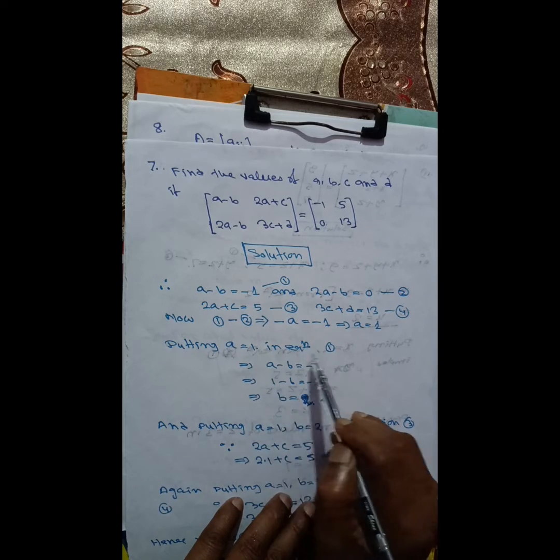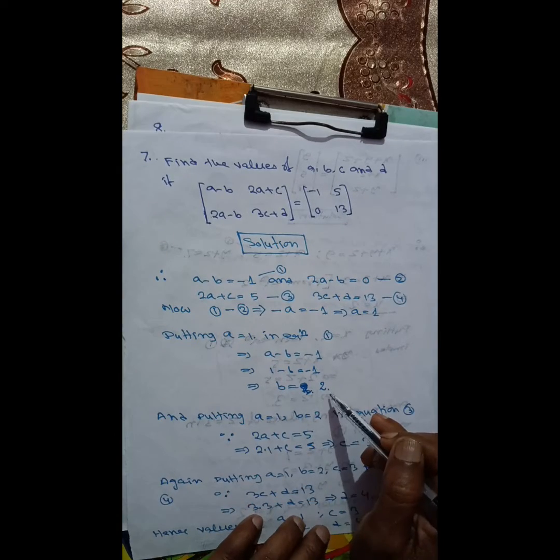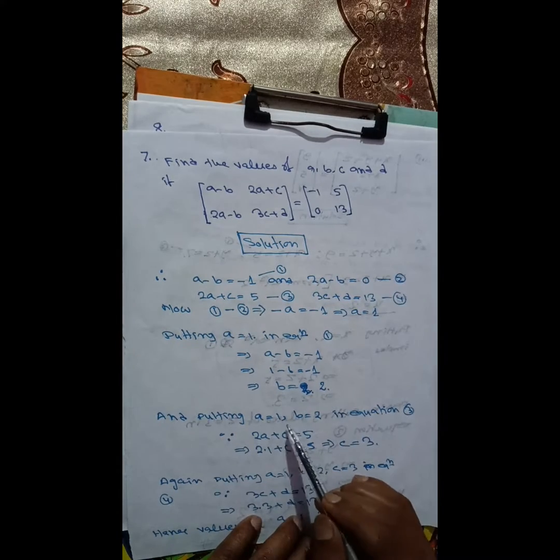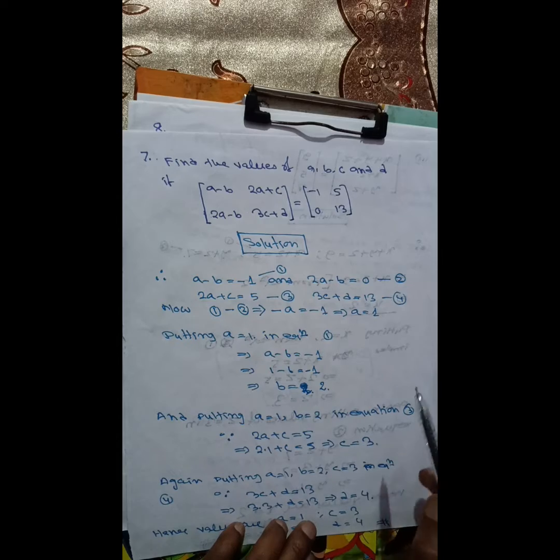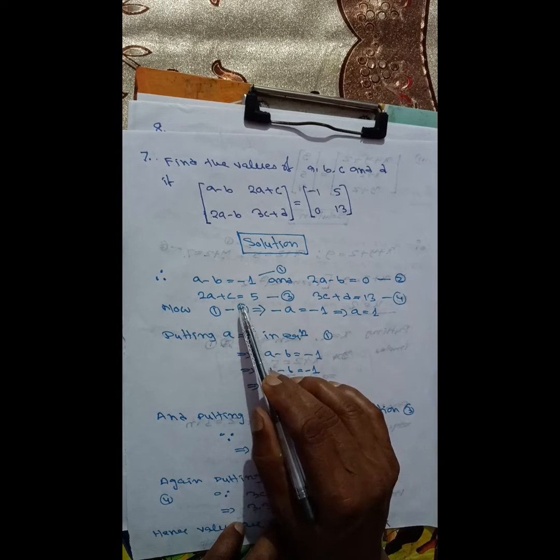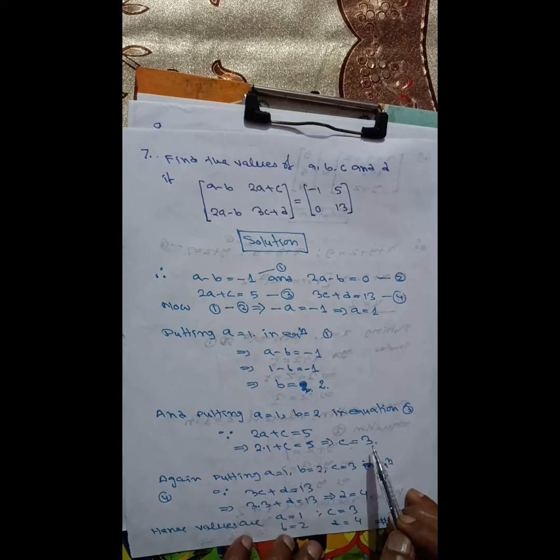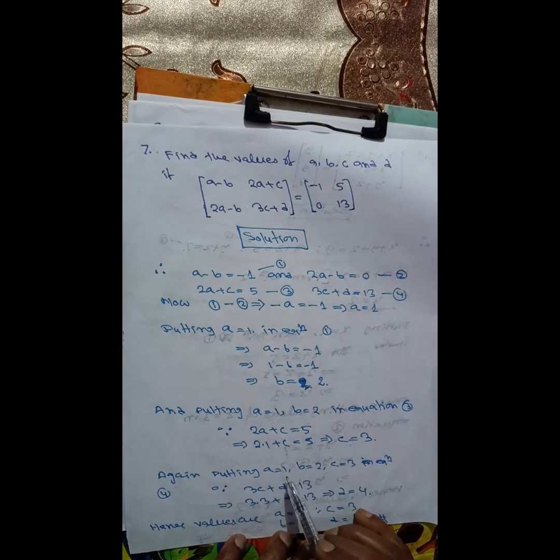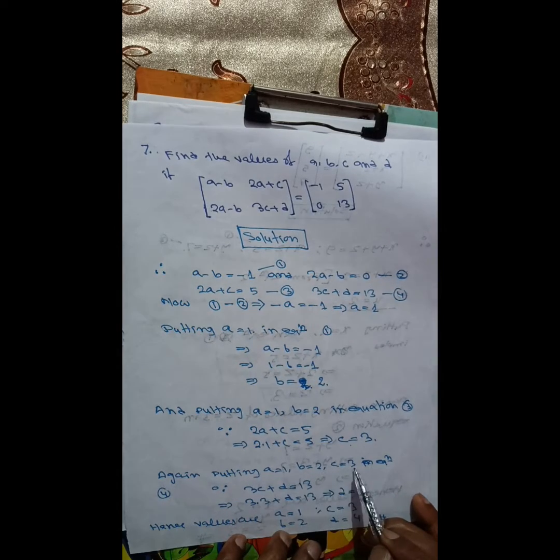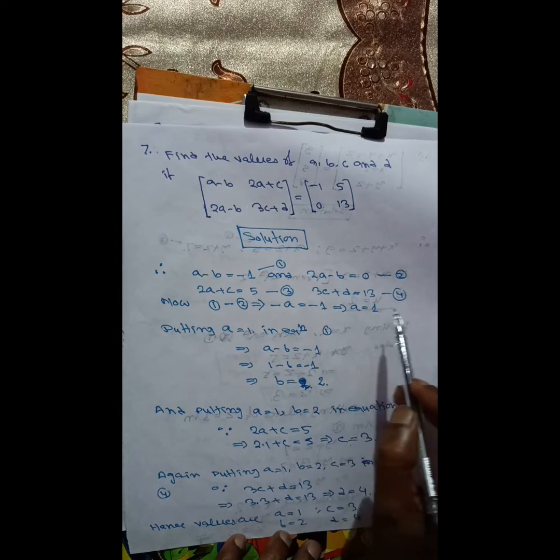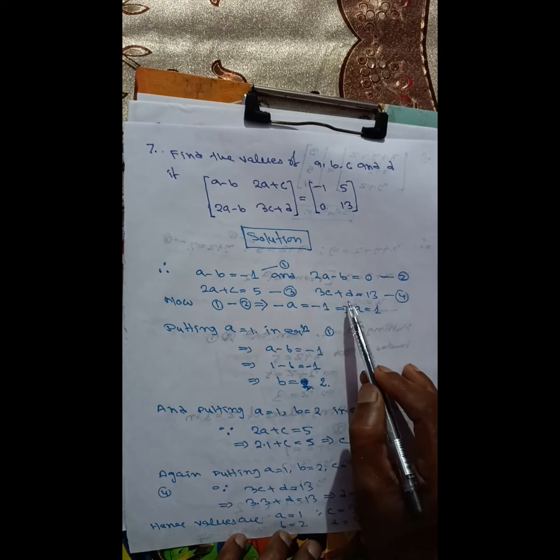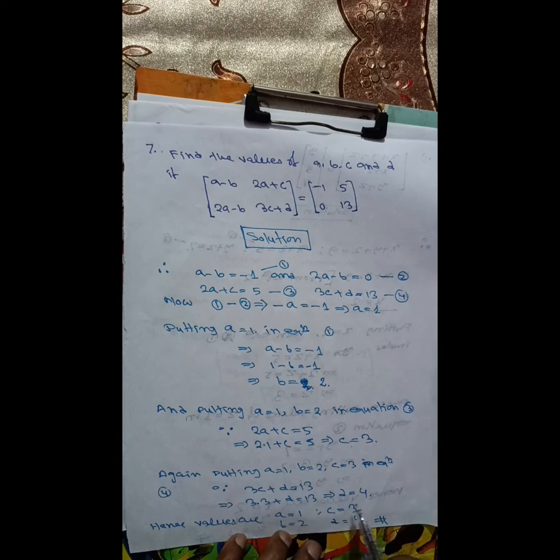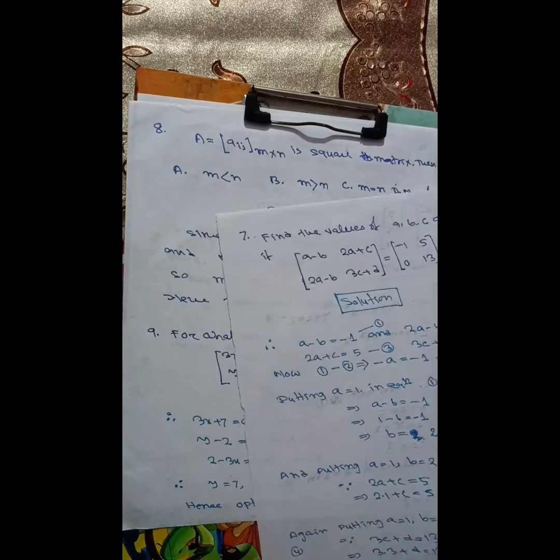Putting the value of A in equation 1, we get B is equal to 2. And putting A is equal to 1, B is equal to 2 in equation 3, then we get C is equal to 3. Again, putting the values of A is equal to 1, B is equal to 2, C is equal to 3 in equation 4, we get D is equal to 4. Hence, the values are A is equal to 1, B is equal to 2, C is equal to 3, D is equal to 4. That is the solution of the problem.